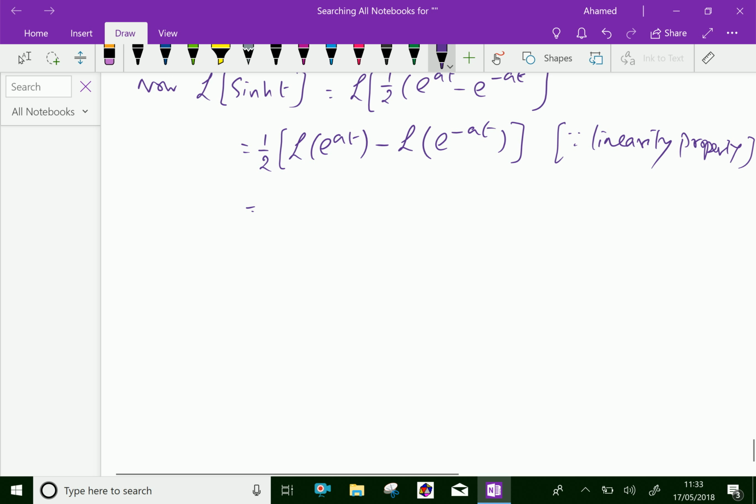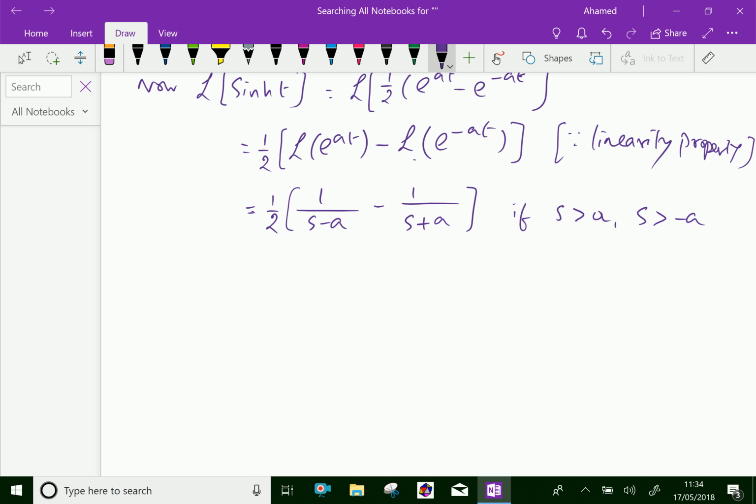Equal to half, we know that the Laplace transform of e power at equals 1 over s minus a, minus the Laplace transform of e power minus at equals 1 over s plus a, where s is greater than a as well as s is greater than minus a.